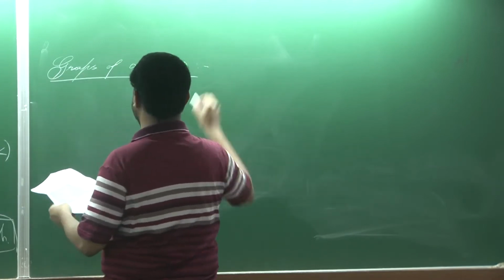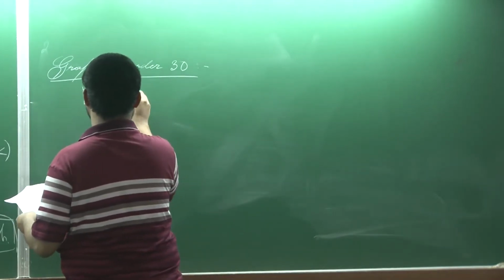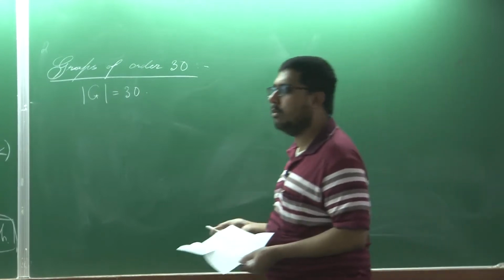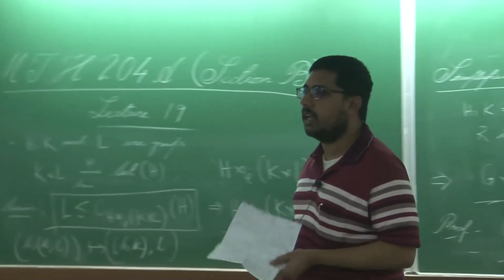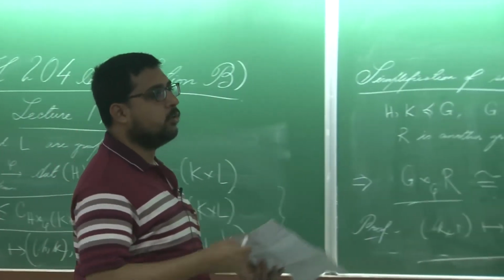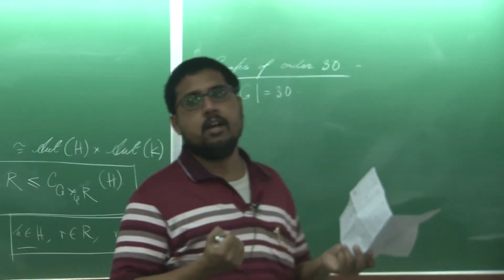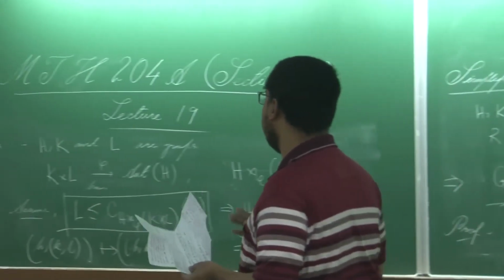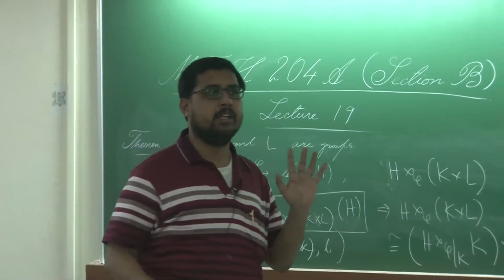Groups of order 30. So let G be a group of order 30. Before I get into the classification, let me again remind you what our strategies are to classify groups of smaller orders. The first step would be to find appropriate subgroups H and K such that G becomes the semidirect product of H and K.